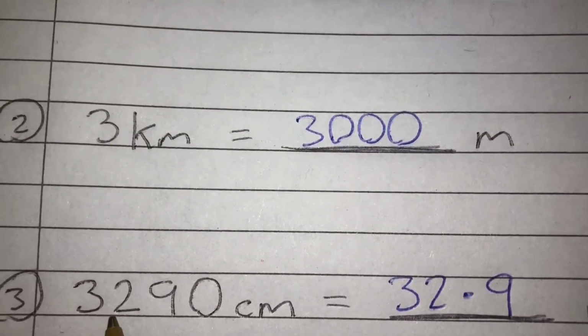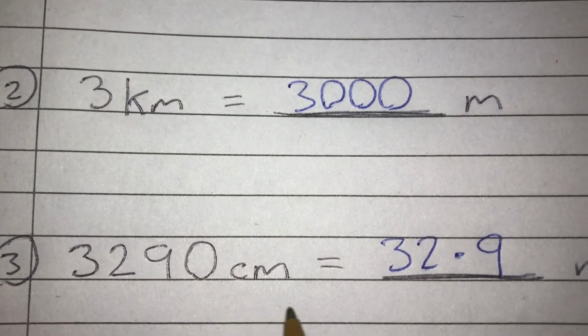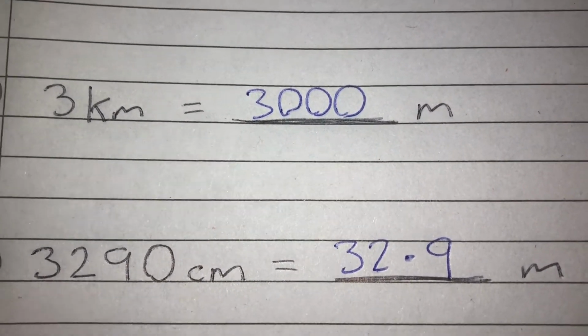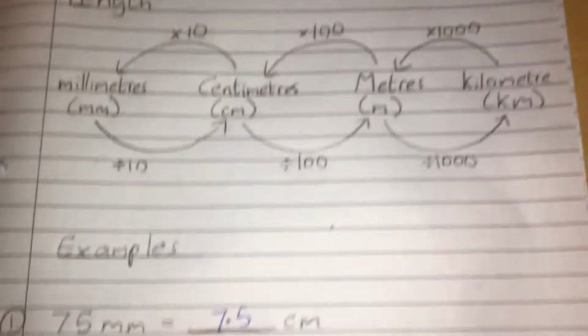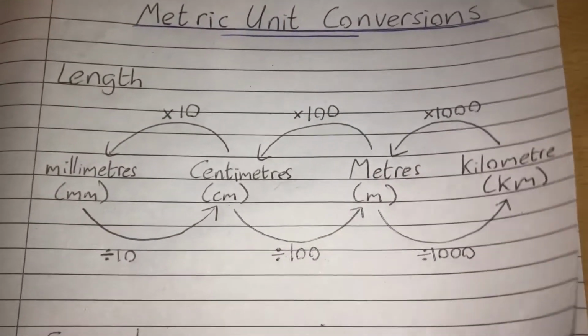So 3,290 centimeters divided by 100 is 32.9 meters. Okay, and that is our metric units of length that we need to be aware of.